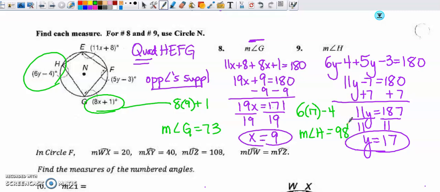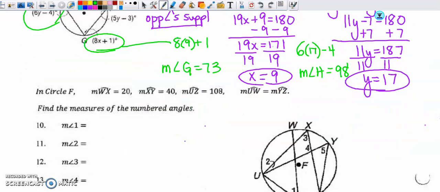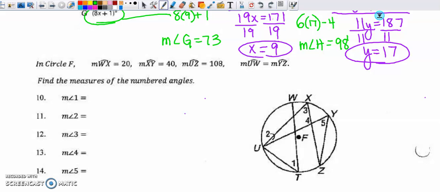So the gist of that example is to make sure you realize opposite angles are supplementary when you have a quadrilateral inscribed. So we're down to the last example here. And this one gives you some information. We're going to start off with this piece here.